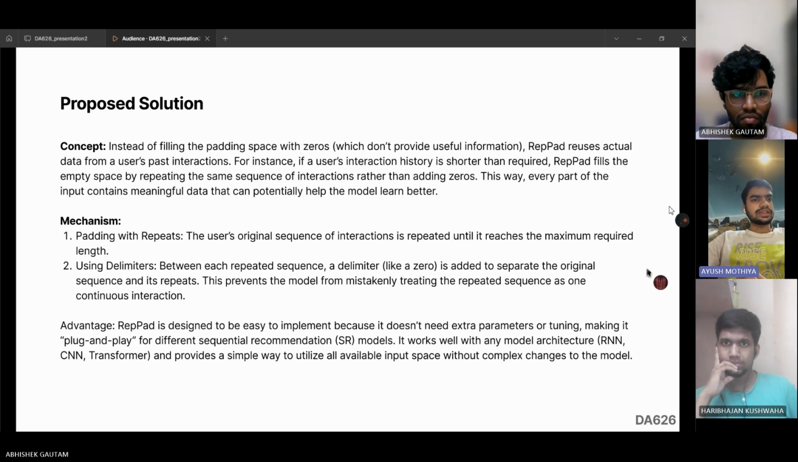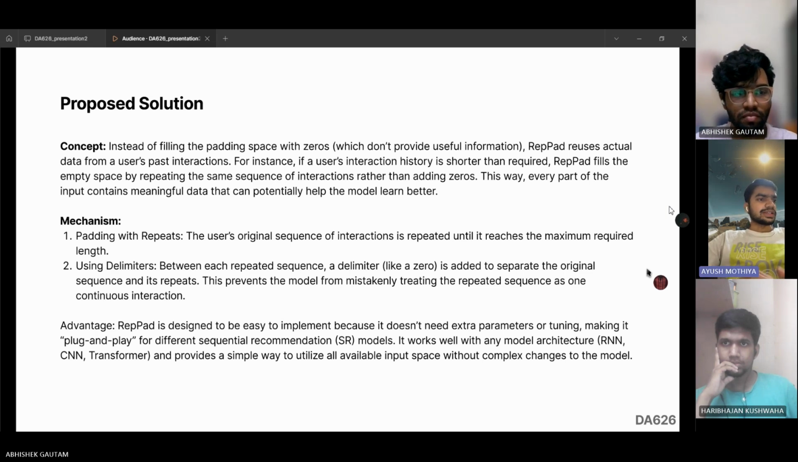The original sequence of interactions is repeated multiple times until it reaches the maximum required length. So for a user with a shorter interaction history, the sequence will be padded by repeating their actual behavior rather than adding just zeros. By using a delimiter, we prevent the model from treating the repeated sequence as one long continuous interaction, and add a delimiter, often the zero, between each repeated sequence. This delimiter signals to the model that the repeated sequences are separate instances of interaction, ensuring the padding doesn't distort the relationships within the data.